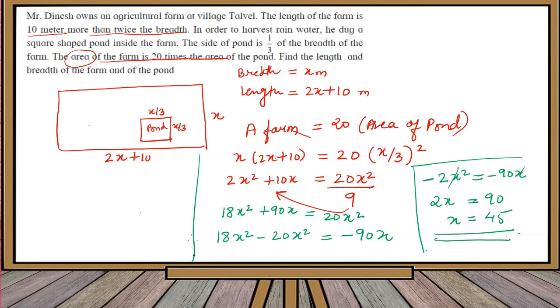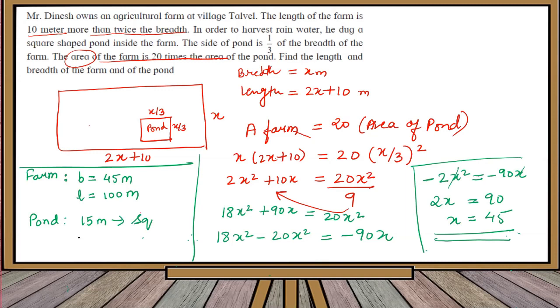X is 45 meters. So what was x? X was breadth. So as far as the dimensions for farm is concerned, the breadth is 45 meters and the length was 2x, so 2 into 45, 90, 90 plus 10, so that's 100 meters. And as far as the pond is concerned, the side of the pond was x by 3, so your x is 45, 45 divided by 3, so the pond side is 15 meters. It is square shape, so it is 15 into 15. Understood? Okay.